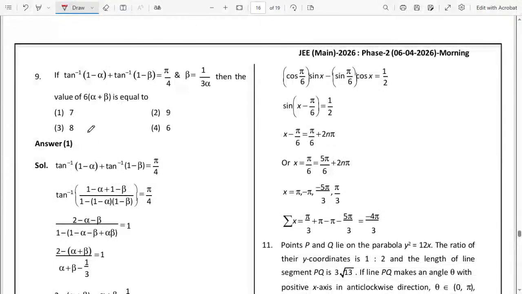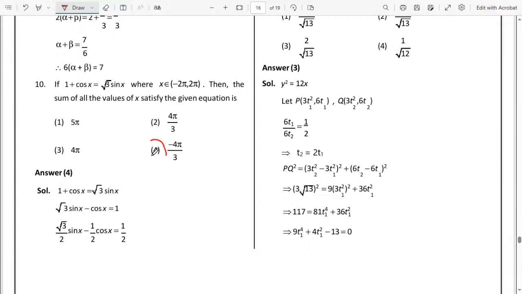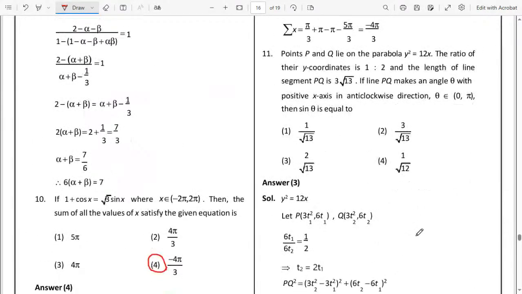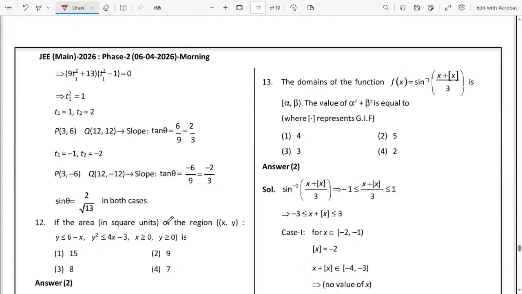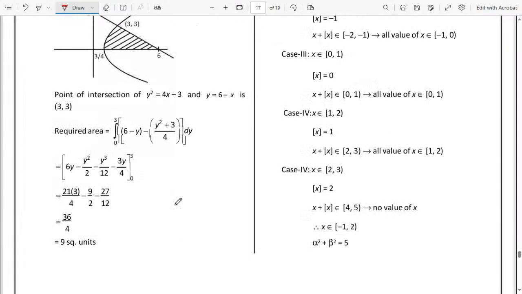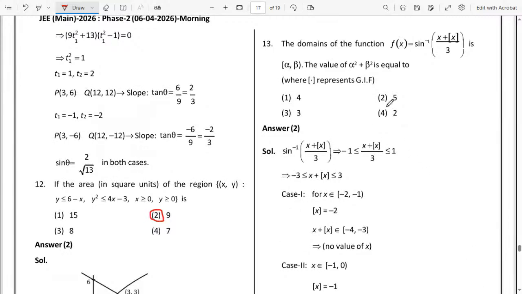Question number 9, option 1 is correct option, students. Question number 10, option 4 is correct option, students. Question number 11, option 3 is correct option, students. Question number 12, option 2 is correct option, students. Question number 13, option 2 is correct option, students.